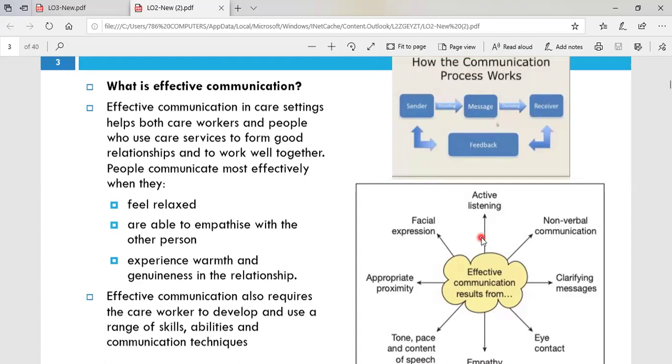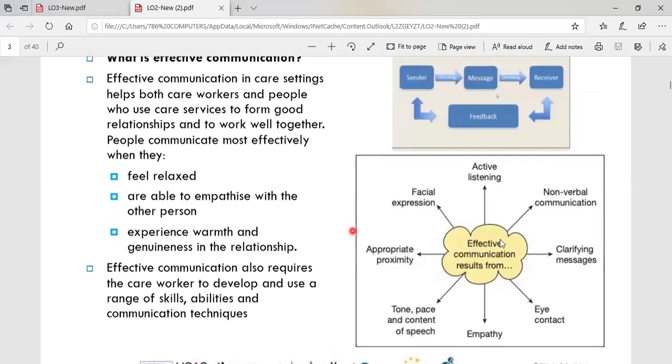So effective communication, as I said, is when people communicate most effectively, which is when people feel relaxed. Both the sender and the receiver are relaxed, and the healthcare provider is able to empathize with the other person and they experience warmth and genuineness in the relationship. To be an effective communicator, there are several factors.